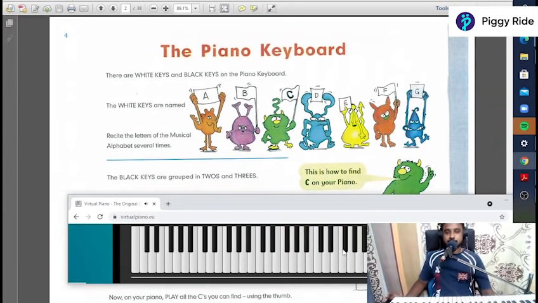Yes. So the white keys are named A, B, C, D, E, F, G. So again, these A, B, C, D, E, F, G will repeat again and again.